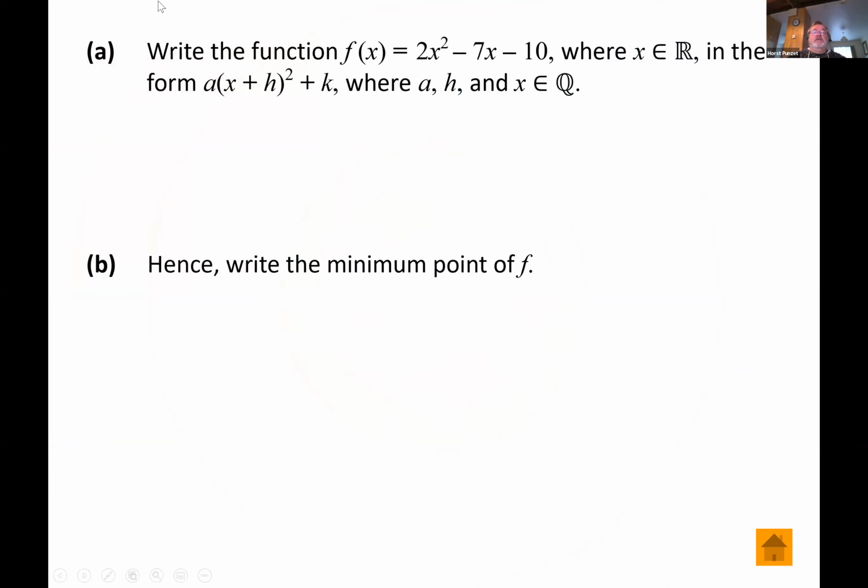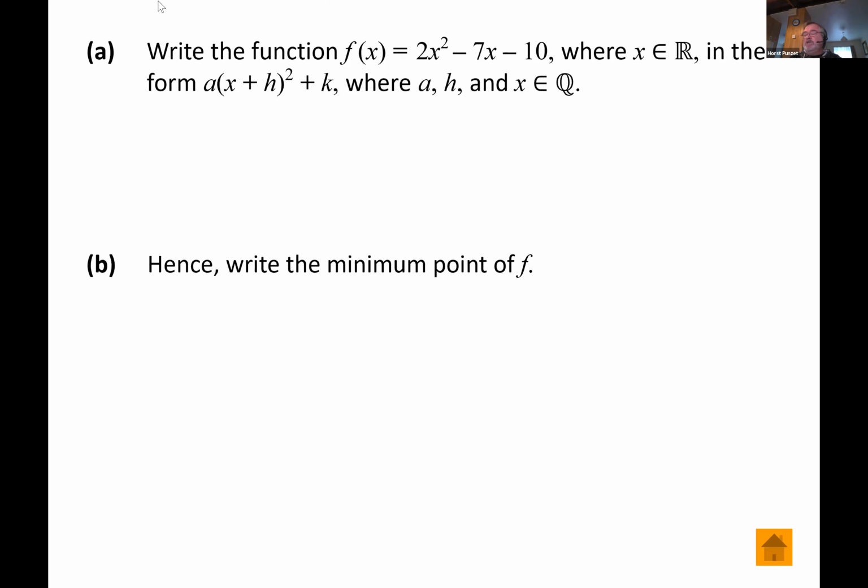Write the function f(x) is equal to 2x squared minus 7x minus 10, where x is an element of R, so it's a real number. So we can have any value, we can have fractions, we can have positive, we can have negative numbers. And we want to write it in the form a(x plus h) squared plus k, where a, h, and k are all rational numbers. All right, so it means you're not going to have a surd involved in it. And hence write the minimum point.